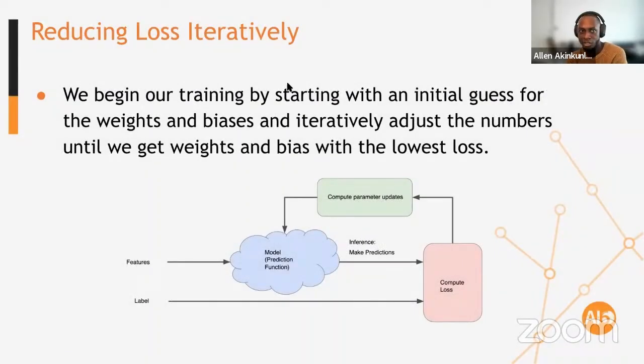So what you do really is you begin your training by starting with an initial guess for the weights and the biases, and you iteratively adjust the numbers until we get weights and biases with the lowest loss. So what I'm doing here is you have your features, your number of bathrooms, your number of bedrooms, all those things, your label, which is the house price. Your features go into your model, right? You make predictions, which is that line.